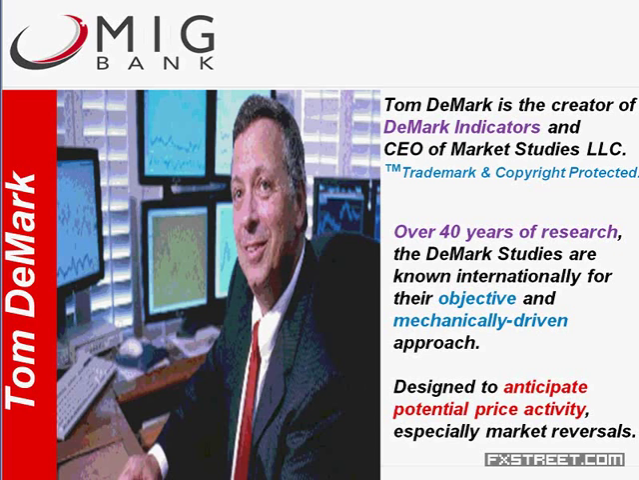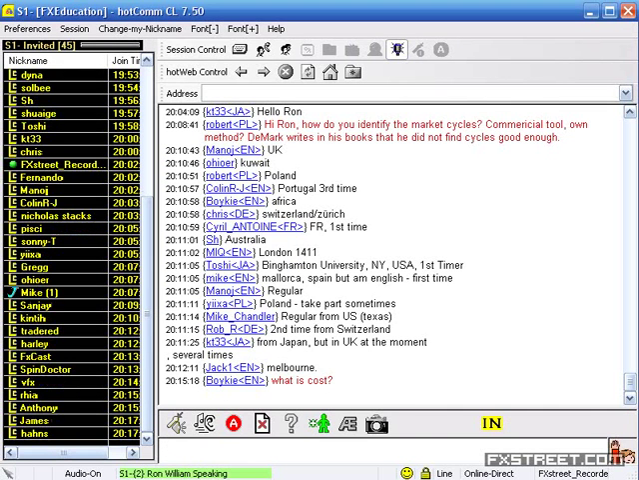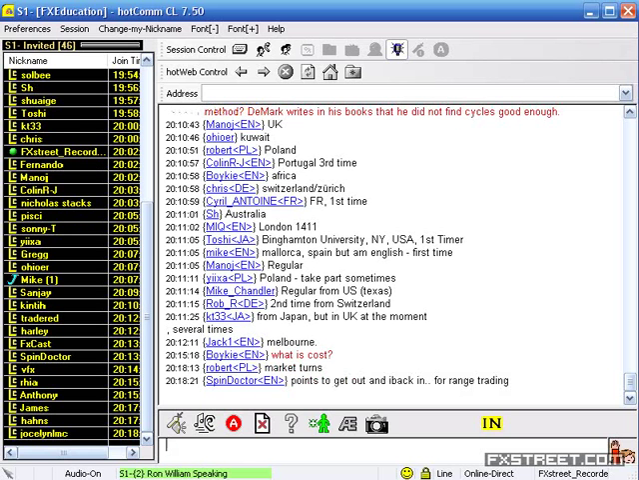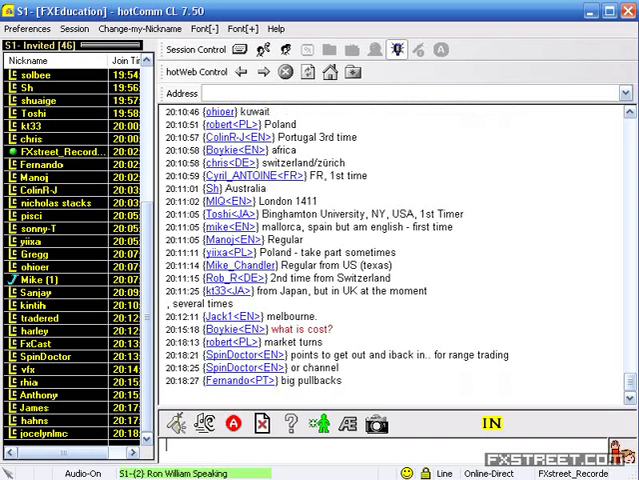Now, the question I ask everyone is, why might that be relevant? If a market is very volatile, why might it be relevant to have an indicator that identifies exhaustion or reversal points? Anyone want to tell me? What is the characteristic of volatile markets? Can anyone tell me? Market turns. So volatile markets tend to exhibit a lot of turns, price swings, points to get out and back in for range trading. Absolutely. So big pullbacks. Good responses from everyone.